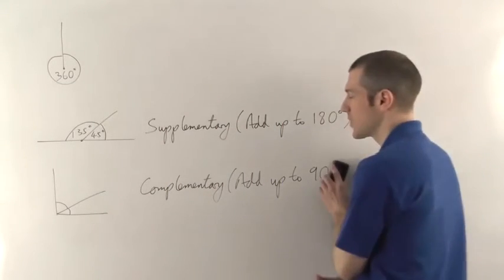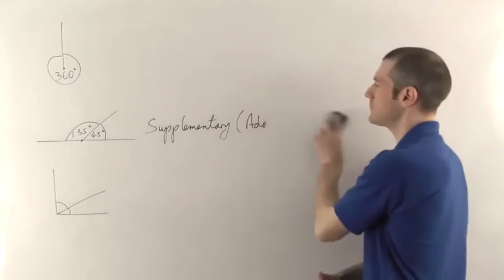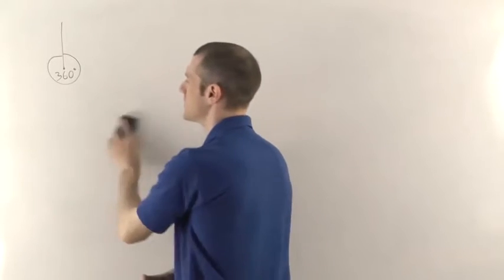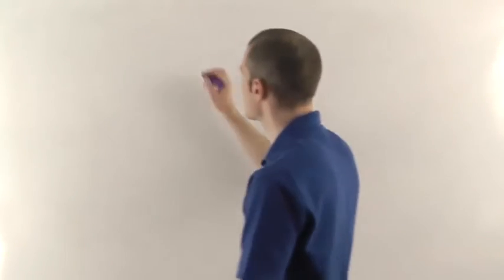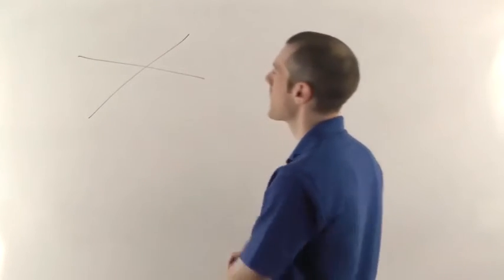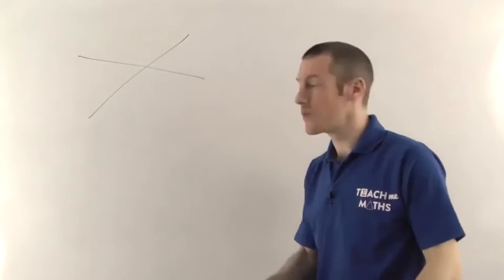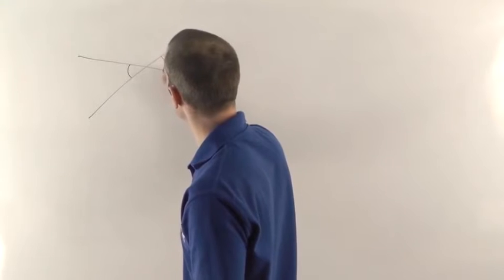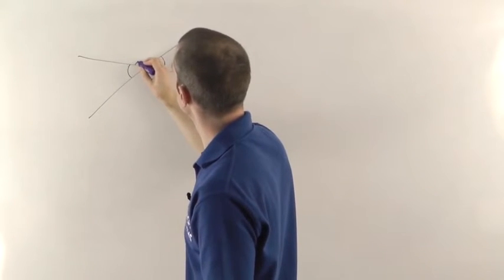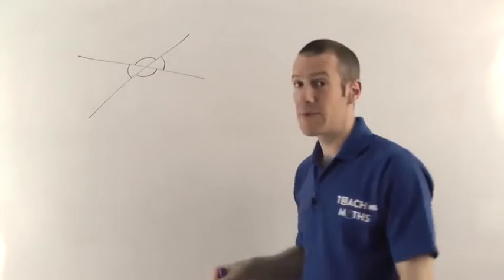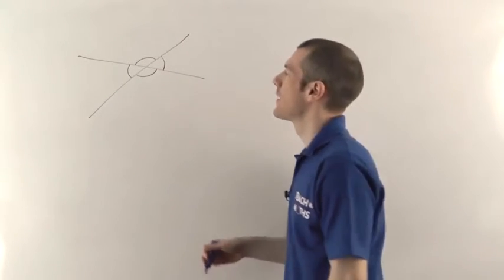Right, next up then, we're going to be using some of these facts in various different situations. And the first situation is fairly straightforward. If you have two straight lines that cross, so one straight line and another straight line, then that forms some angles at the point where they cross. So we get one angle here, another one here, and then another angle on the top and the bottom. And these are said to be vertically opposite angles.